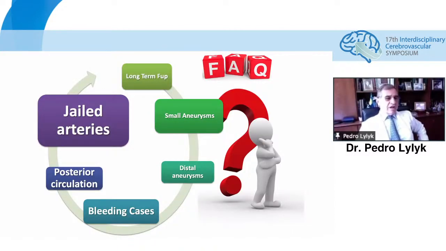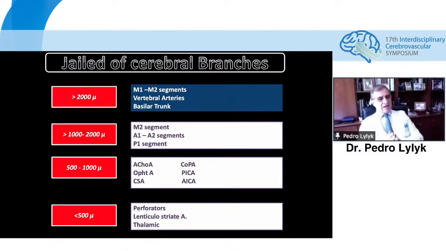Another concern that we had at that time was the jailing of arteries. What will happen with the jailed arteries? We will jail a lot of arteries for the posterior circulation and anterior circulation. The segment where we have the most jailed arteries is the choroidal one.